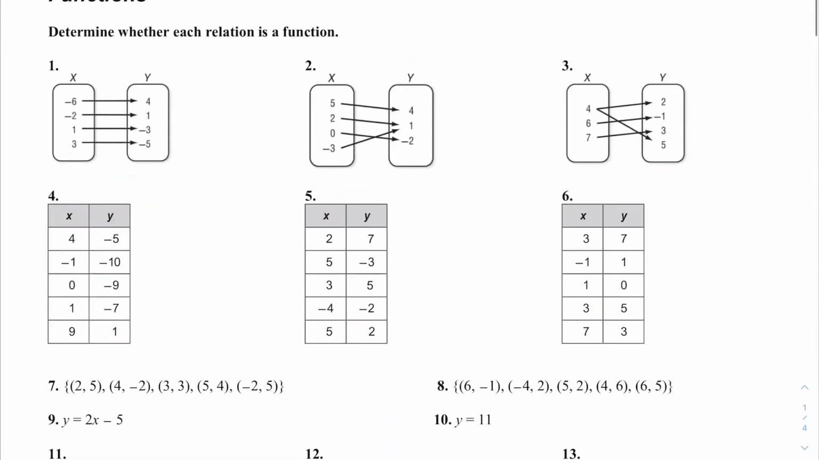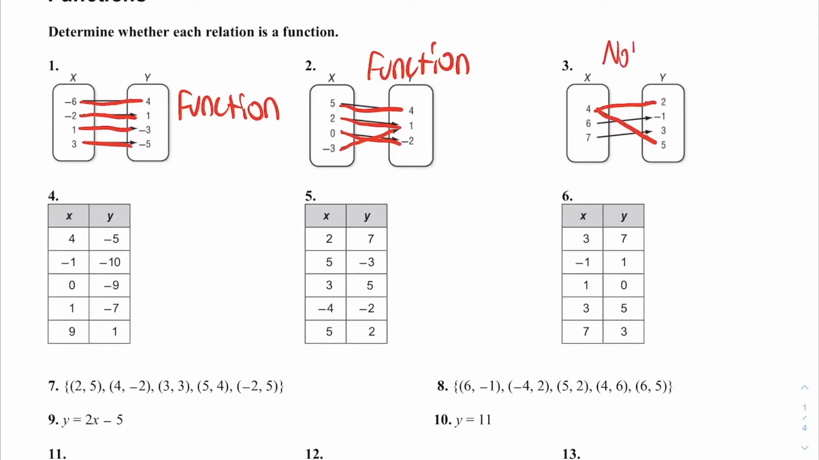Let me just show you a few more examples. Here, in number 1, that has one match, one match, one match, one match. So it's a function. One match, one match, one match, one match. Function. 4 goes to 2 different numbers. The x has 2 different answers. So this one is not a function.